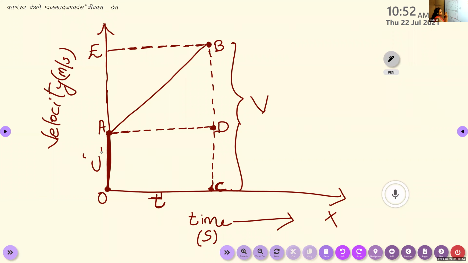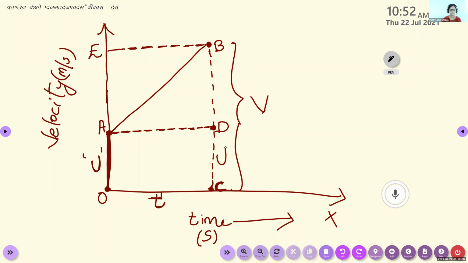Correspondingly, exactly the other side. Just imagine it is a rectangle. If it is a rectangle, we know that the two opposite sides are equal. So here, if OA represents initial velocity U, what does CD represent? U. Again it is U. It is the initial velocity itself. Is it clear? Yes, ma'am.